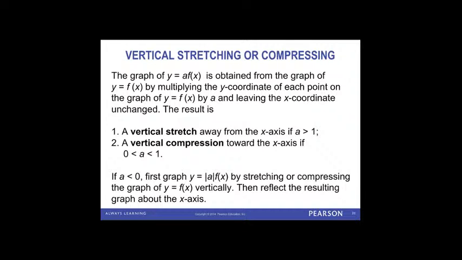So the graph of a times a function, where a is on the outside, is obtained from the graph of f of x by multiplying the y coordinate of each point by a and leaving the x coordinate unchanged, right? So if we multiply the outside of our basic function by a number larger than 1, we get what's called a vertical stretch. If we multiply the outside of our function by a number between 0 and 1, we get what's called a vertical compression, right? So if multiplying the outside of our basic function by these numbers is causing vertical changes, what do you think happens if we multiply the inside of our basic function?